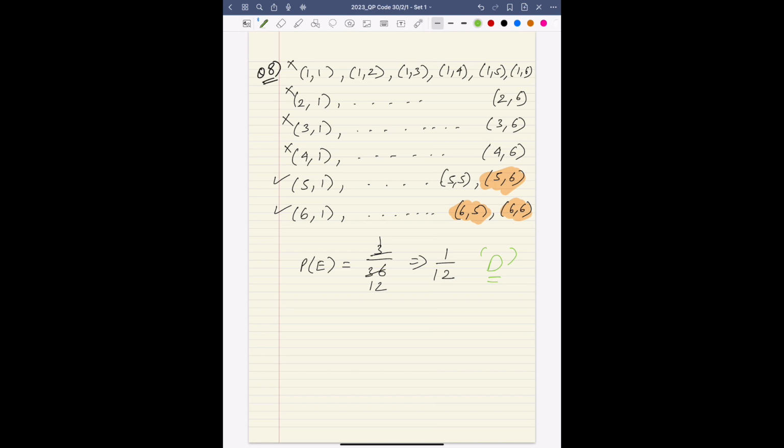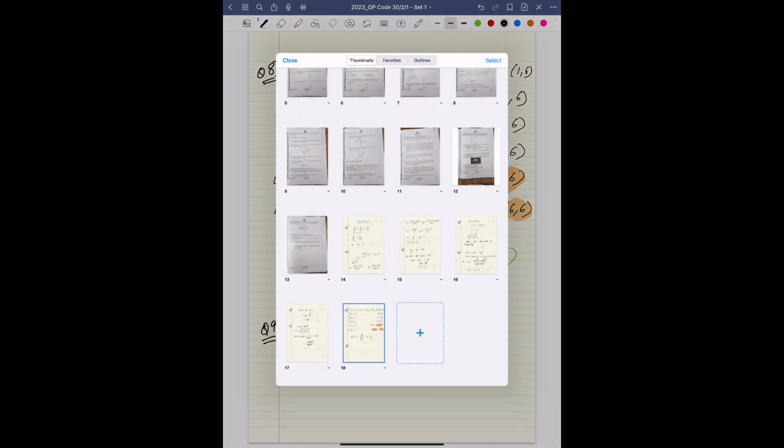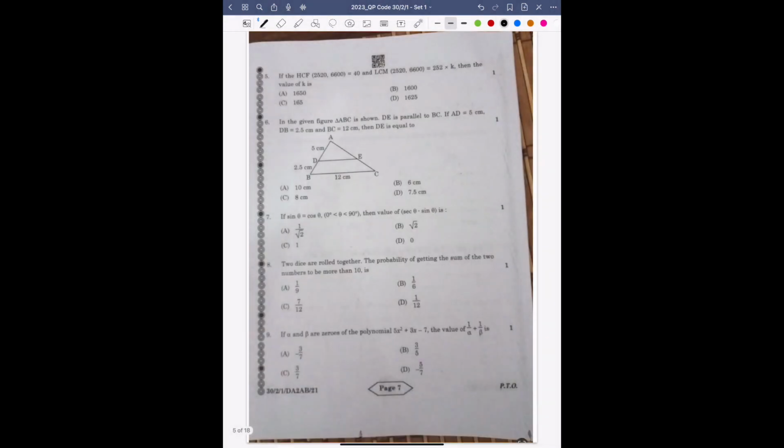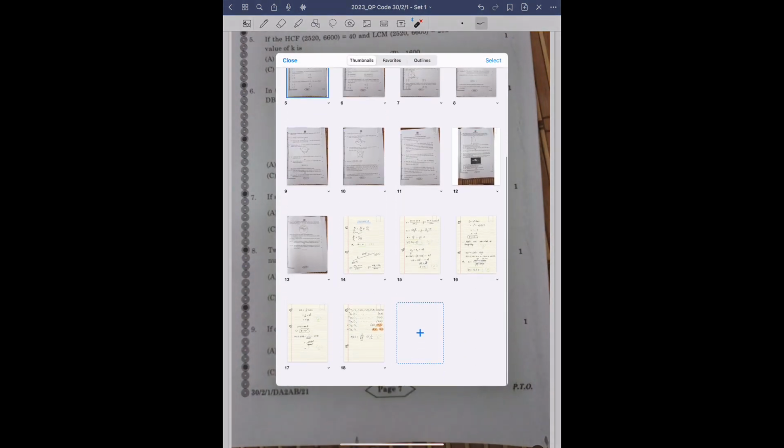Okay, moving on to question number 9. Again, this is easy. Section A looks pretty easy and straightforward, so that kids can score some marks over here and also gain their momentum while they move on to the bigger questions. This is a question related to quadratic equations. It says if alpha and beta are the zeros of the given quadratic equation, what is the value of 1 upon alpha plus 1 upon beta?